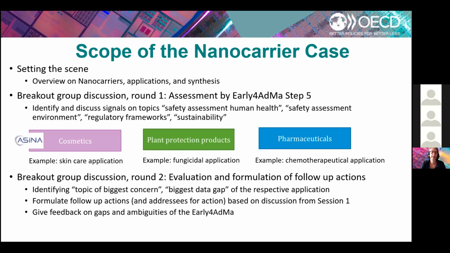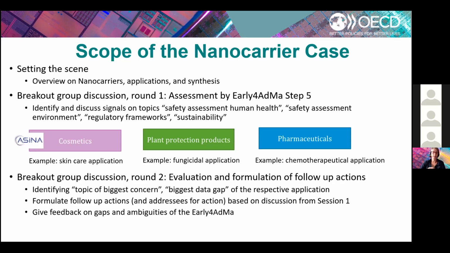And within the first breakout group discussion, we applied step 5 of the Early4AdMa system to identify and discuss signals on the topics safety assessment on human health, safety assessment on environment, regulatory frameworks, and sustainability. And the cases we discussed were a nanocarrier for skin care application, a nanocarrier for fungicidal application, and a potential case of a nanocarrier for a chemotherapeutical application.